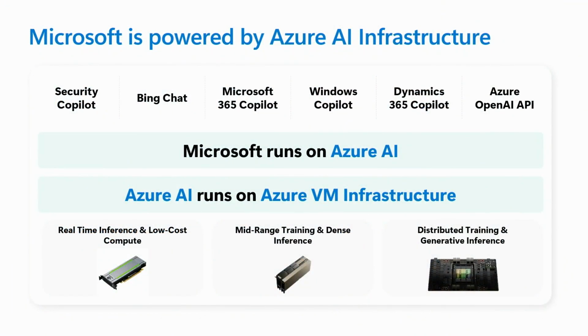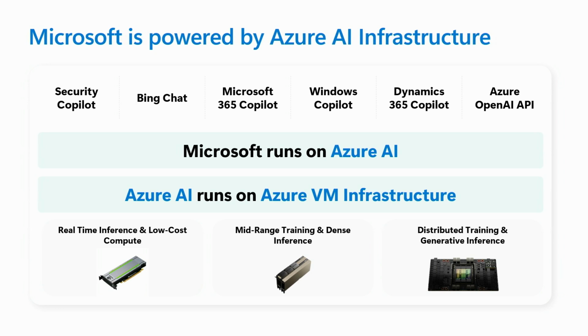So let's start off by talking a little bit about AI infrastructure. So Microsoft is powered by AI infrastructure. A lot of the common products that you see, like Security Copilot, many of you might be using OpenAI services. All of this runs on a backbone, which is Azure AI. But one level below that is the Azure VM infrastructure. And this VM infrastructure is a vast variety, almost like an alphabet soup of different names and letters, but at the end of the day, it's different types of SKUs and GPUs.